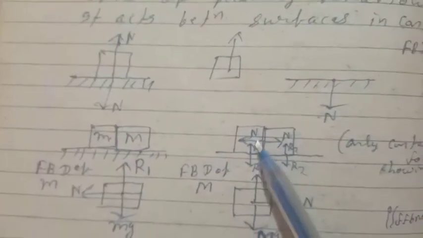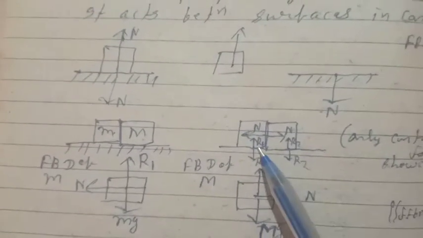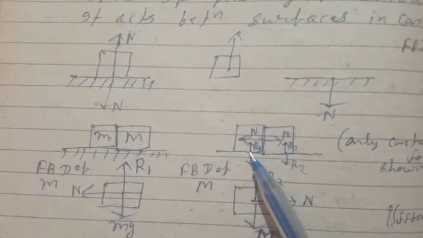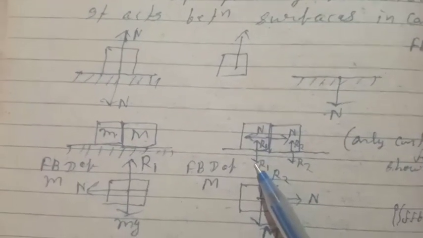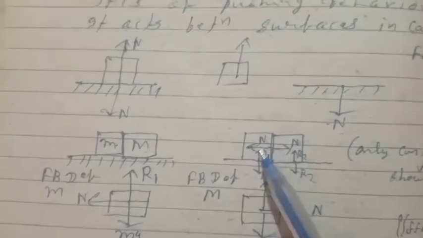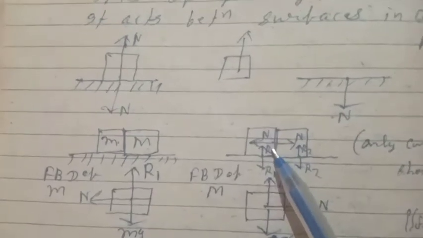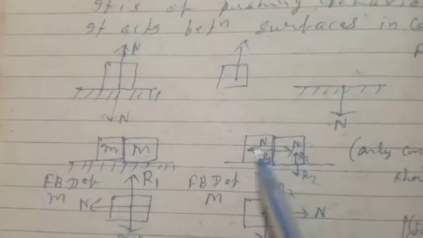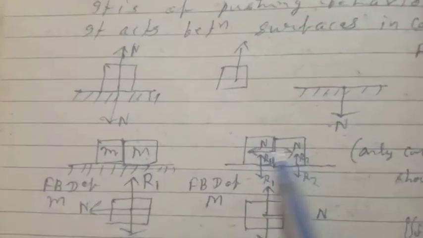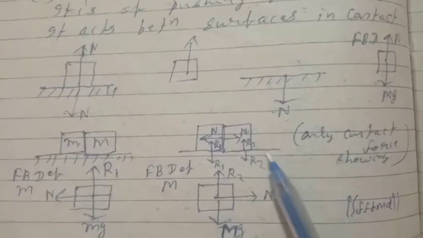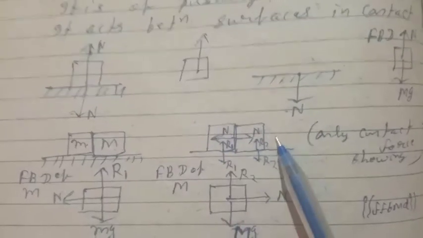The different contact forces are shown here. For example, the contact force between the table and the body is R1 for this body, and R2 for this body. It is called normal reaction or normal contact force, and in this body the normal contact force is in this direction and in this direction, which is represented by n. Here we are only showing the contact force.